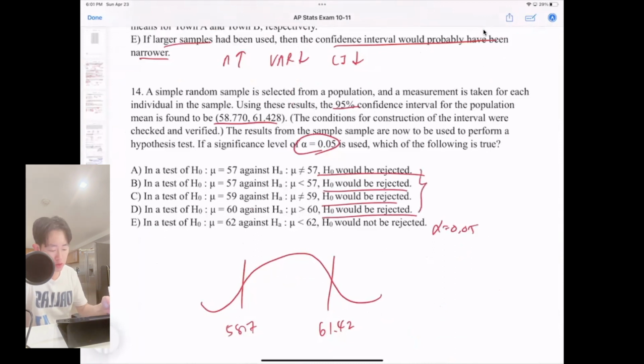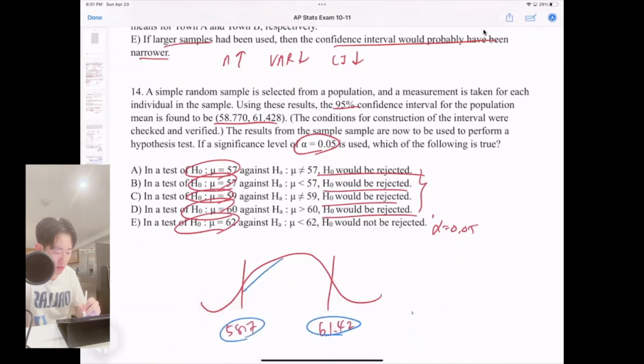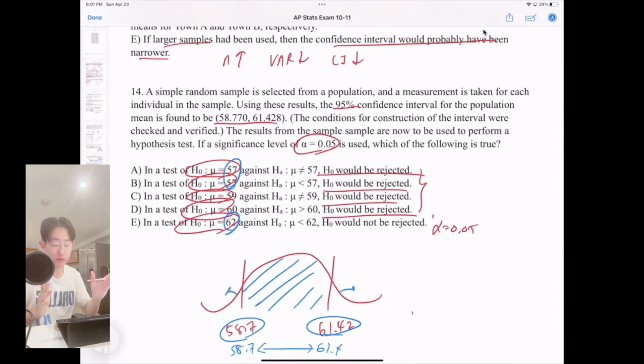If I want the null to be rejected, that means my null value has to be somewhat of a ridiculous value. Remember, our 95% confidence interval is anywhere between 58.7 and 61.4. There are honestly just two values that I see, 57 and 62, that are outside of the realm of the confidence interval. So I'm going to eliminate C and D because C and D are right in the confidence interval, so I don't think you're going to be able to reject that claim.